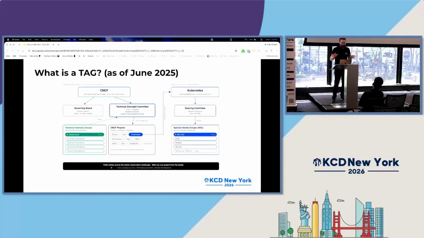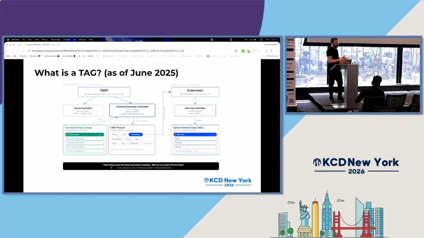Alrighty, so before I explain what a TAG is, it's probably a good idea to see the structure of the entire CNCF from the 10,000-foot view. The CNCF has two main bodies. There's the governing board, which handles all the boring business, budget, marketing, all those things. And then there's a Technical Oversight Committee, which is staffed by 11 members that are elected from the governing board, from the end users, from the maintainers. So there's a big, diverse pool of people that they're elected from.